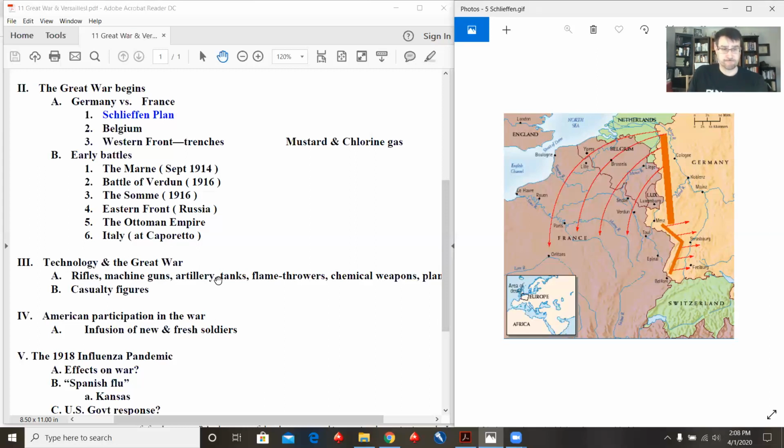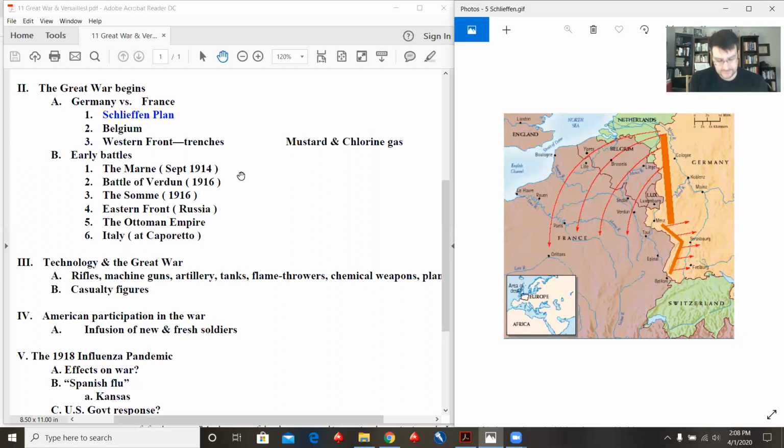So the early battles. First, the Battle of the Marne River. This is where the French halted the German advance on Paris in September 1914. It lasted from September 5th to September 12th, 1914, and resulted in about 513,000 casualties, killed and wounded. 513,000 just in this battle from September 5th to 12th.